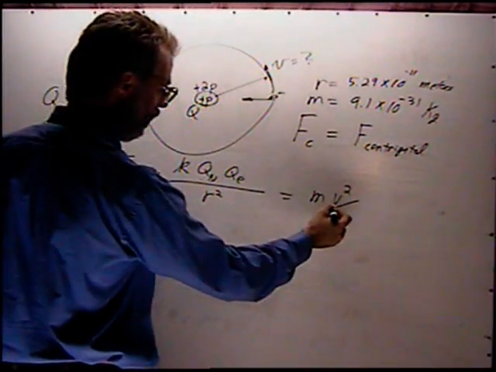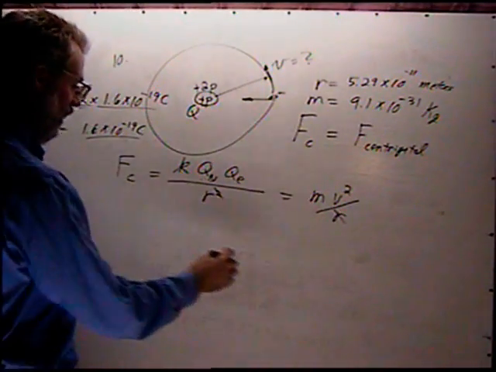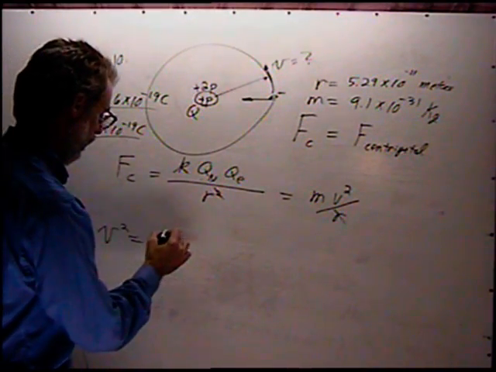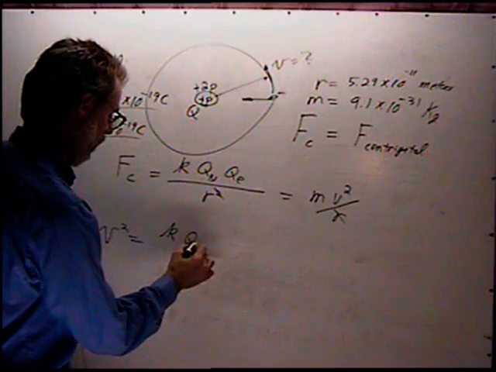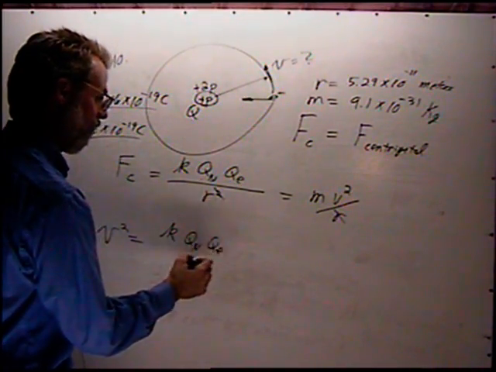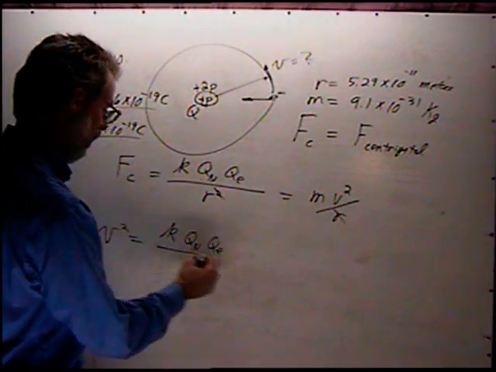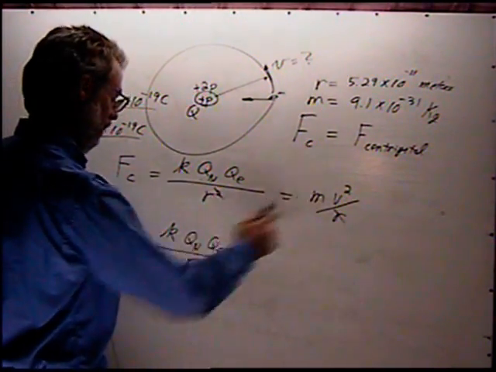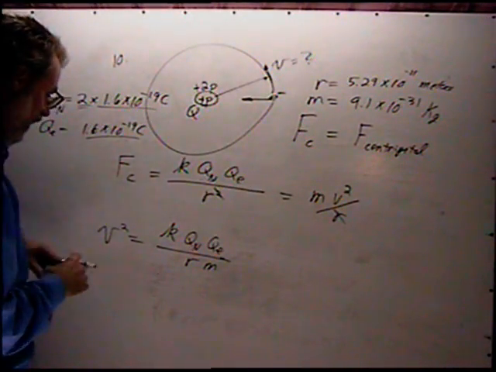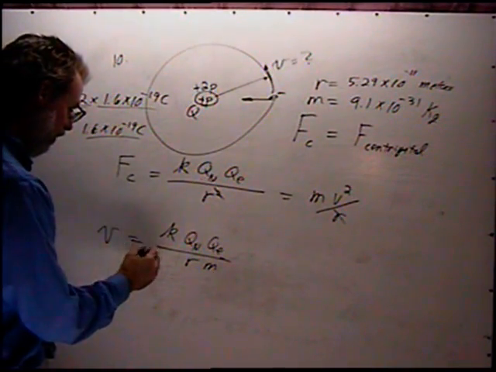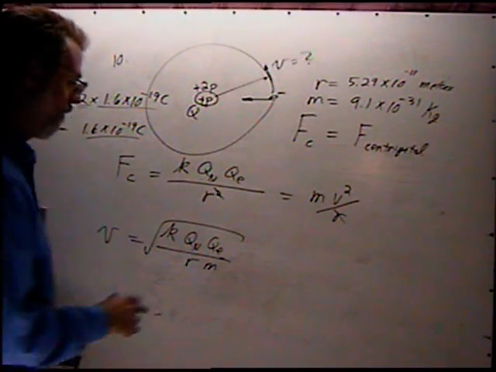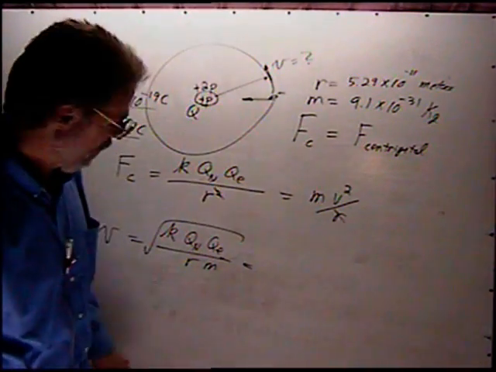So notice one of these r's cancel out, and the v squared, I'll put it over here, v squared equals k, q of the nucleus, q of the electron, divided by r, and I divide it also by m, the mass. And then to find the velocity, I simply take the square root. Okay, so I'm just going to plug in these numbers.